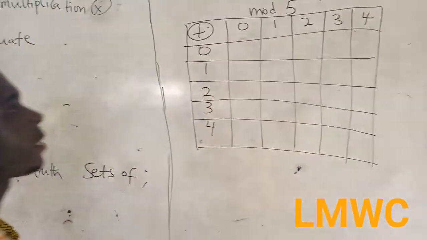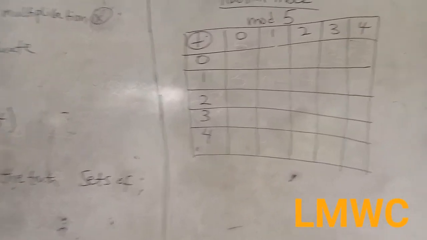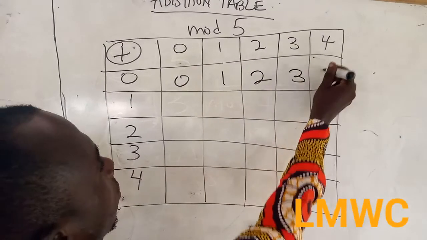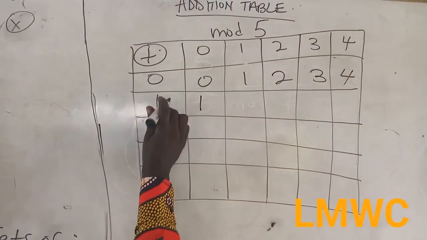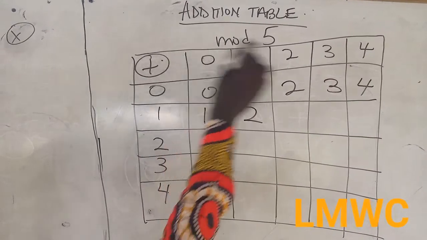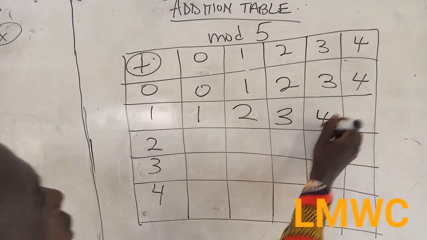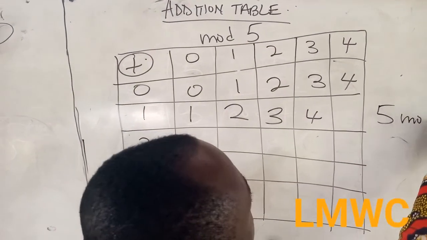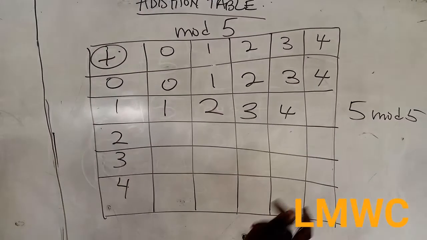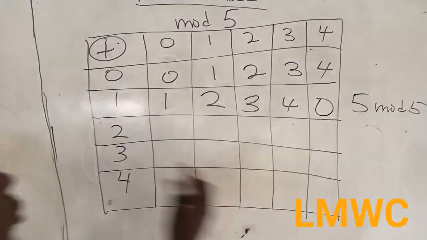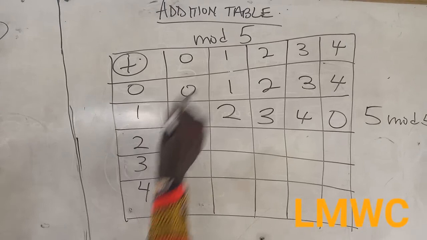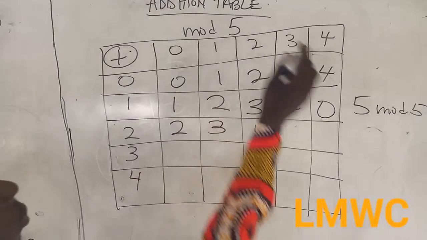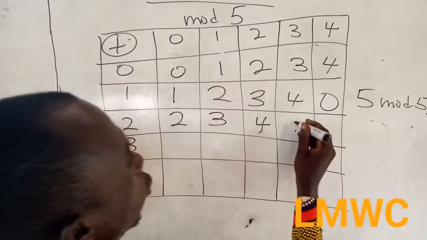And for modulo, I said we always write only remainders. 0 plus any number is equal to the same number. 1 plus 0, 1. 1 plus 1, 2. 1 plus 2, 3. 1 plus 3, 4. 1 plus 4, we are getting 5. Now 5 mode 5: you ask yourself, 5 goes into 5 how many times? 1, remainder 0. 2 plus 0, 2. 2 plus 1, 3. 2 plus 2, 4. 2 plus 3, 5, and 5 mode 5 we had 0, so you write 0.